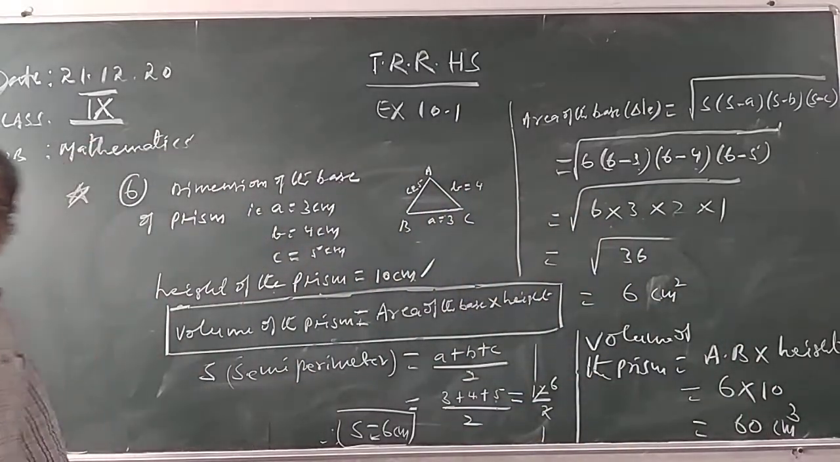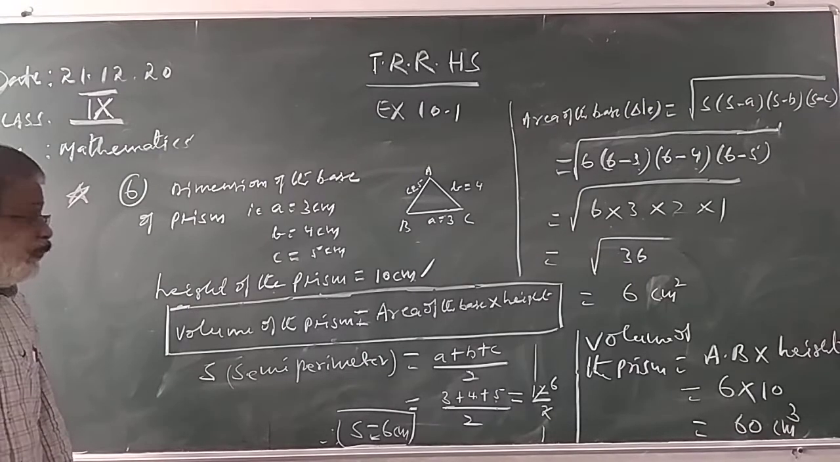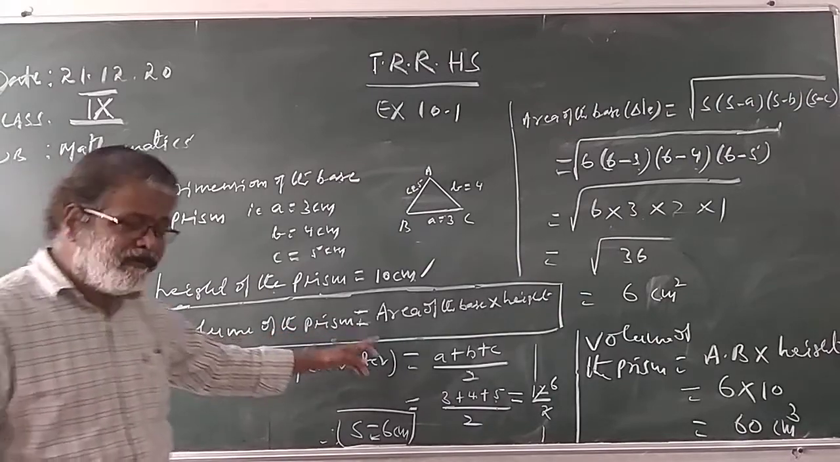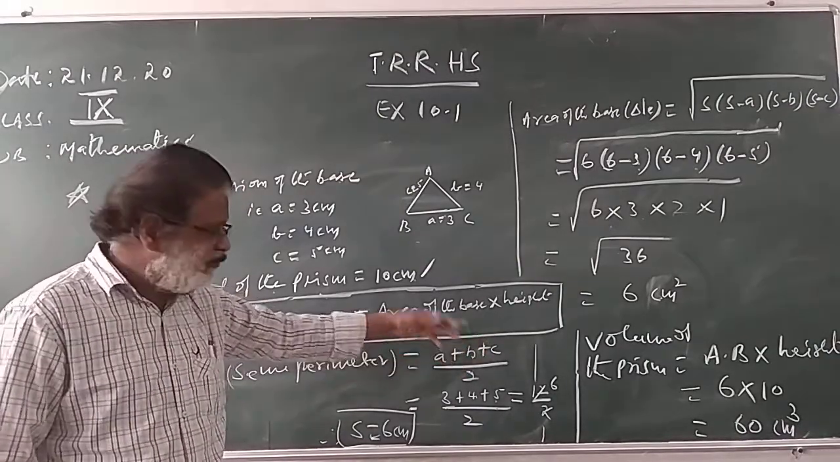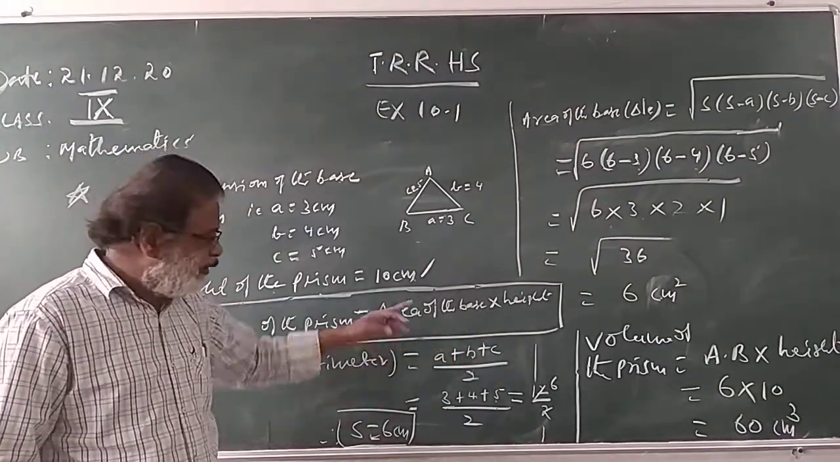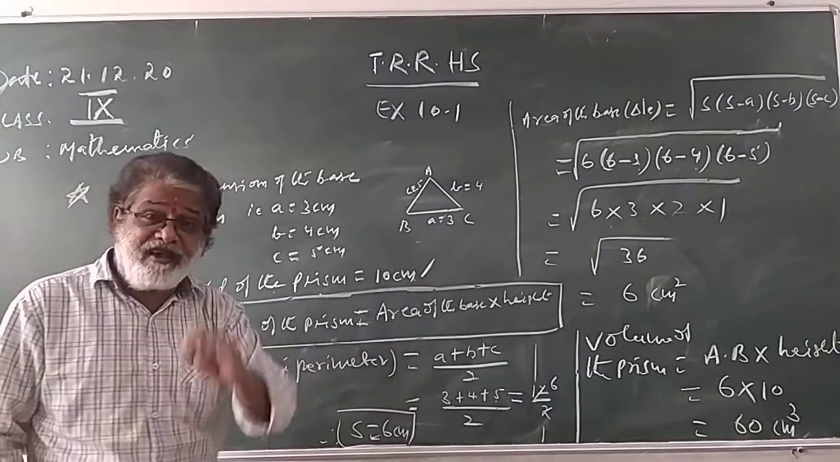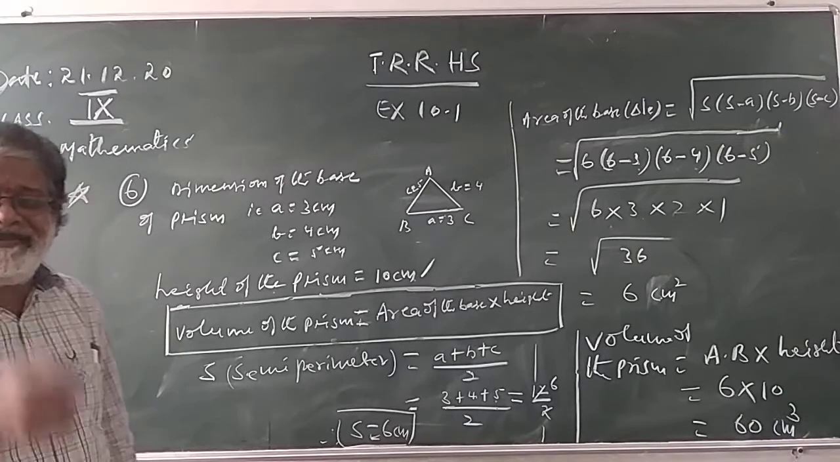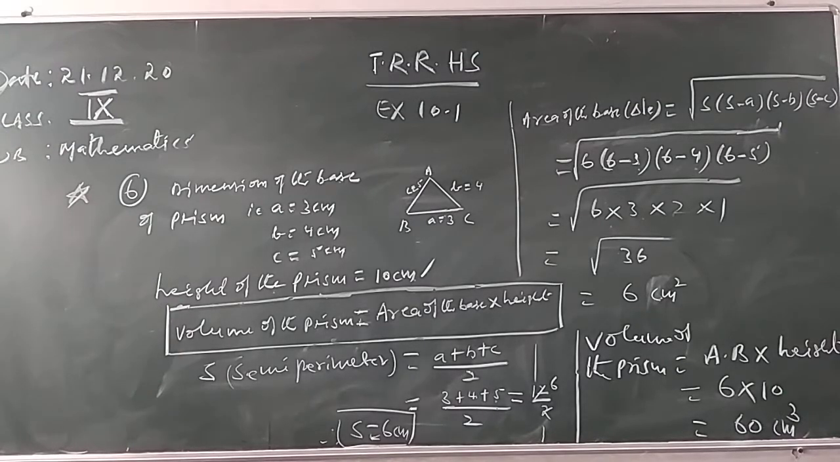Sometimes they ask to find out the LSA. Here they asked for the volume. The formula for volume is area of the base into height. In this, whatever you don't know, we find. Here we didn't know the area of the base, so we found it. Sometimes they ask for LSA. What is the LSA formula? LSA of the prism is perimeter of the base into height.